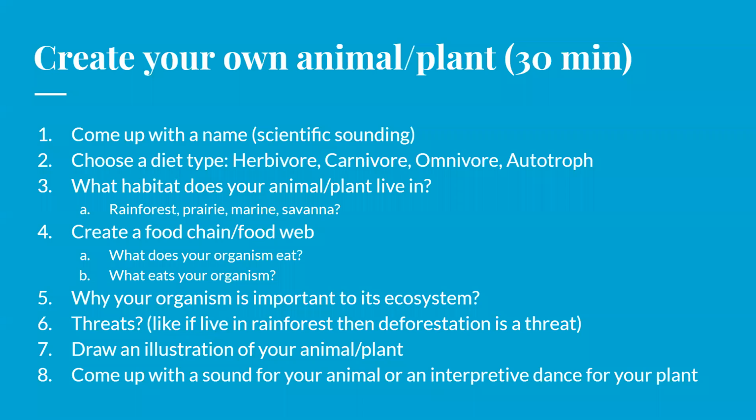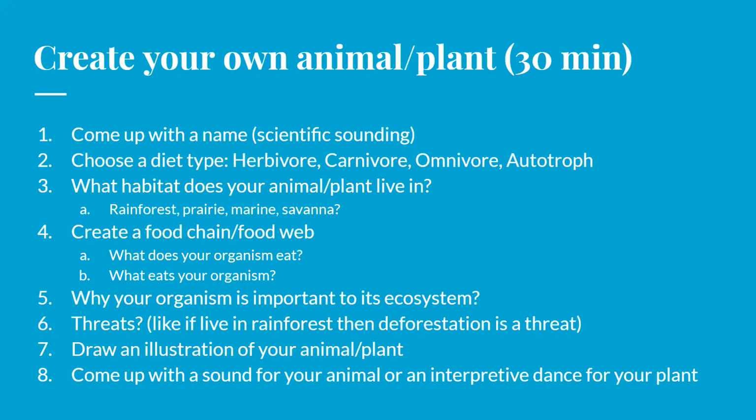And then you will determine why your organism is important to its ecosystem. Maybe based off your food chain, you can say if our organism becomes endangered, then the organism that our organism eats will start breeding out of control and will destroy all the trees in the ecosystem. So you can make whatever you want for why your organism is important to the ecosystem.